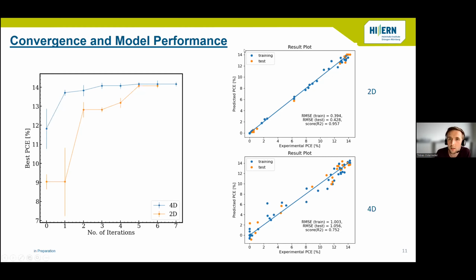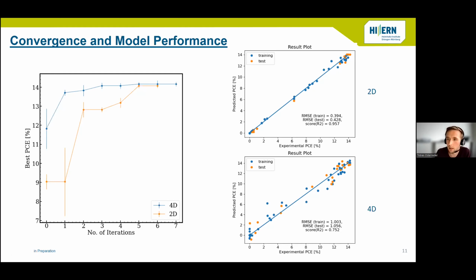On the right side, you can see the model performance. After the run was finished, I ran a train test split a few times to see if you can predict the efficiency with the parameters I left open. And you can see for the 2D experiments, we have a quite good prediction. And also for the 4D optimization, it's still very good.